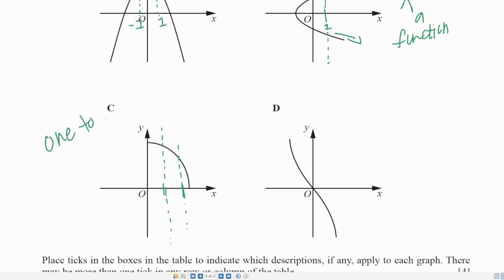So this function is considered a one-to-one function, or one-to-one graph, and that makes it a function. Yeah, this is pretty similar for D. I'm sure it's easy to catch on by now, but D is also a one-to-one function because for every x value there is only one corresponding y value, for example. So this is also one-to-one.